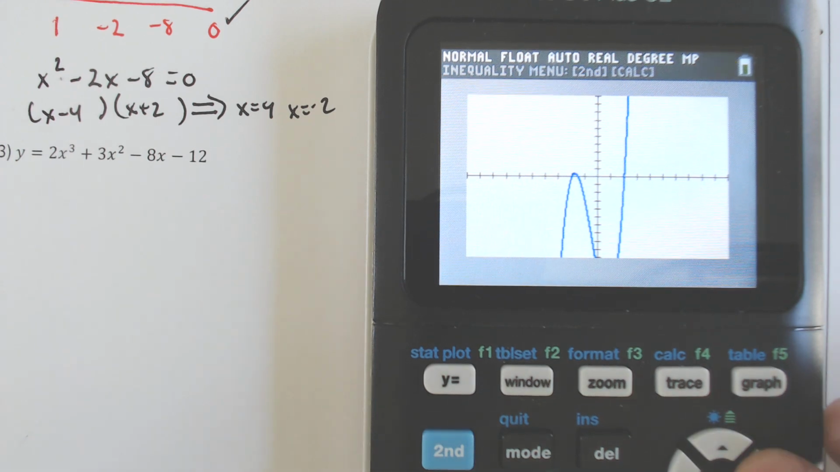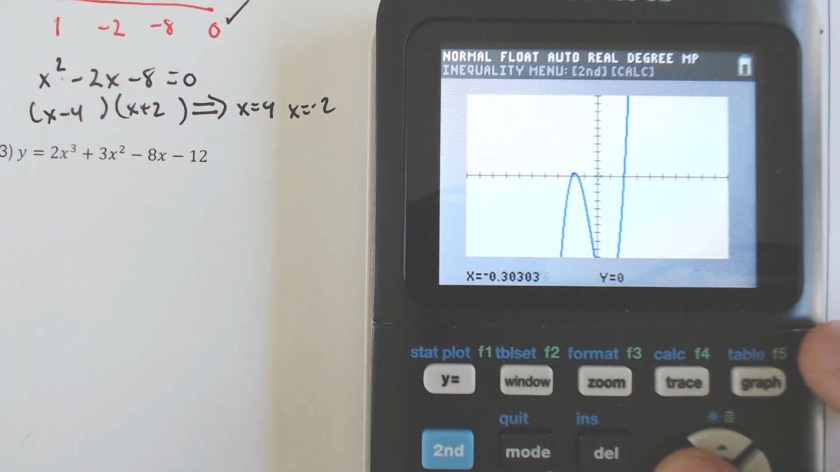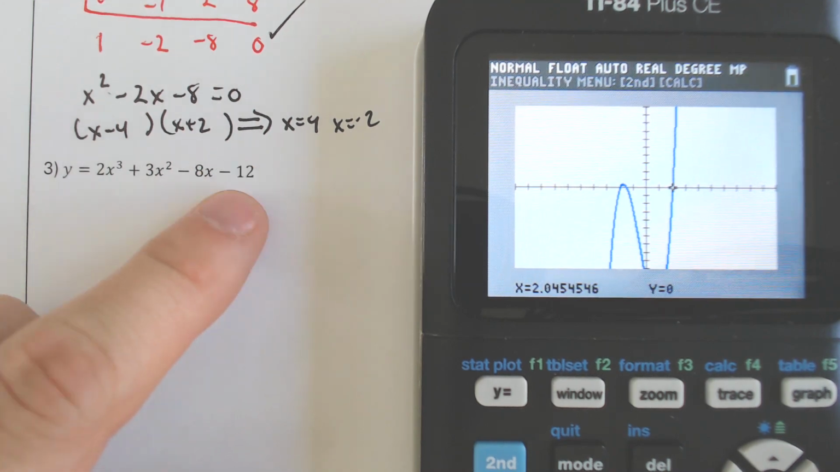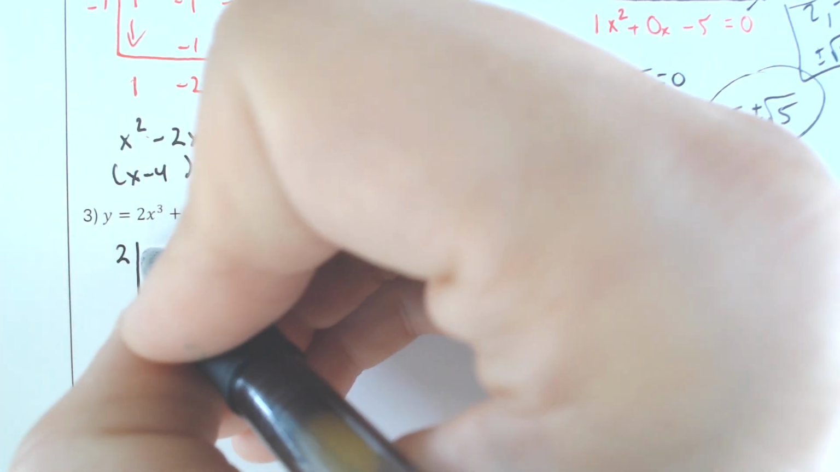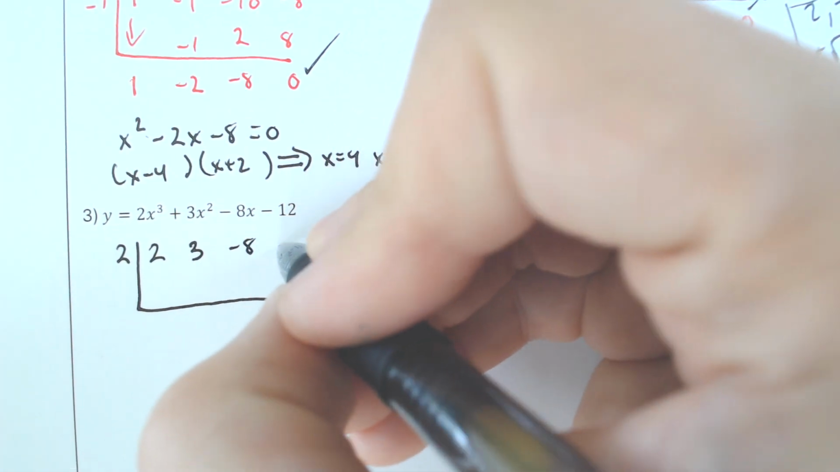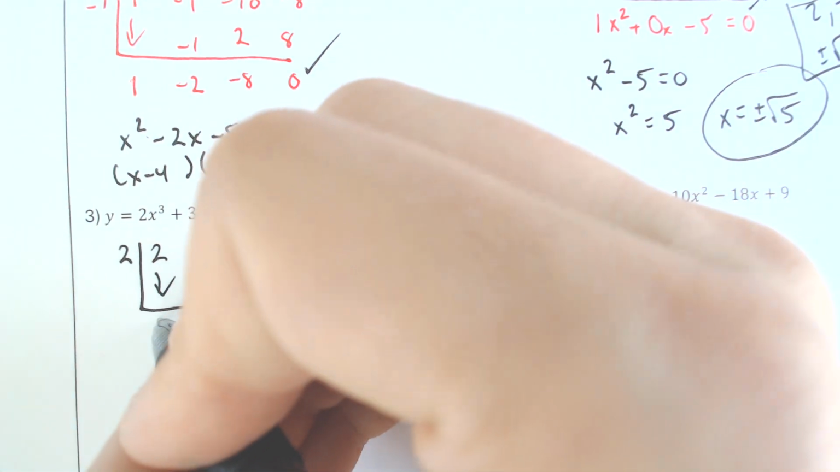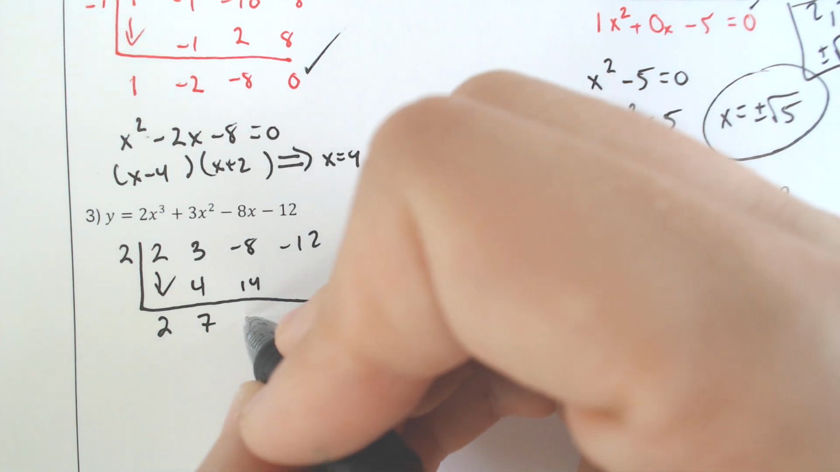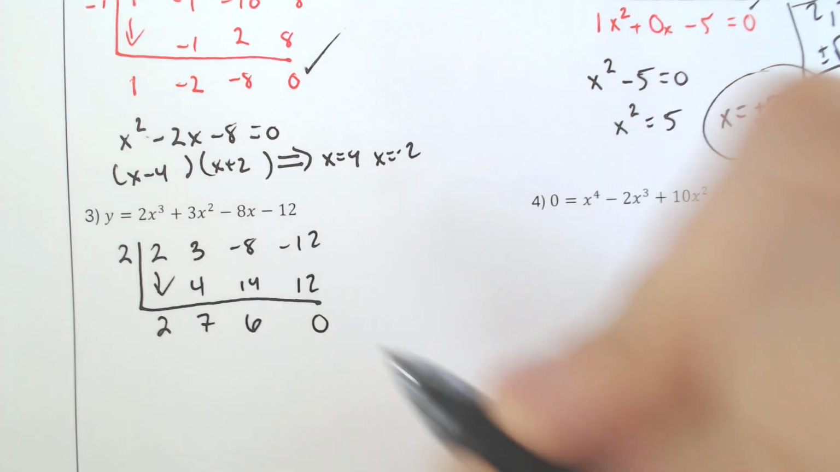Okay, so I'm betting that this is an answer that might be a fraction, the -2, and then something else. And then here it looks very clearly like it goes through at +2. +2 would be one of the possible rational zeros because 12 can divide by 2. So let's try the +2 out. 2, 3, -8, -12. Bring down the 2. 4, 7, 14, don't mess up, 6, 12, and 0.